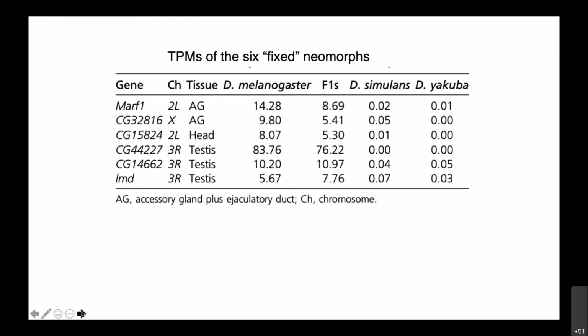And robustly in all cases, and the TPMs of the inbred lines are recapitulated for the most part in the F1. So this, we think, is a fairly robust phenomenon that we've documented here. You can see that 3 of these are expressed in the testis and 2 in the accessory gland. For a lot of these genes, there's not a lot of known function that would give you an obvious clue as to what they're doing in the tissues in which they've acquired novel expression patterns.